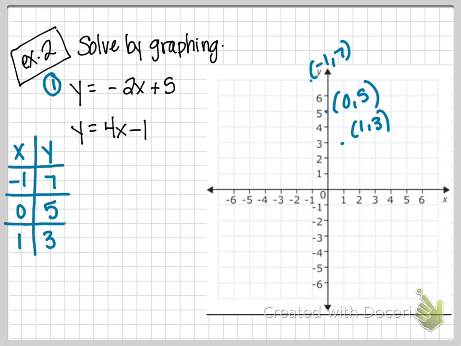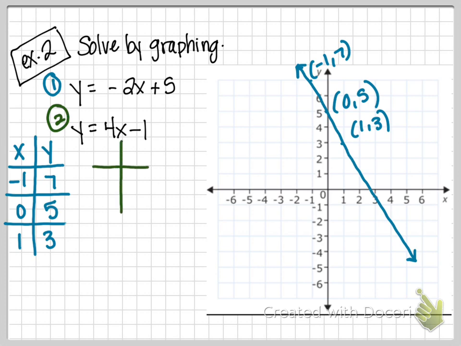Okay, and then I connect the points, making sure that my line goes all the way through, because I don't know where my other line will intersect. So I want to make sure my line is nice and long in case it intersects at somewhere that I didn't choose. Okay, then let's graph line 2.